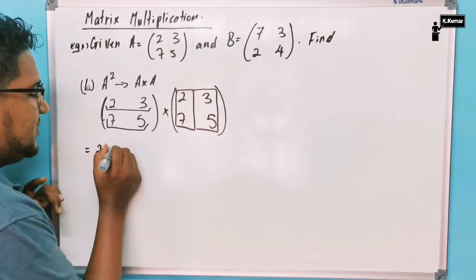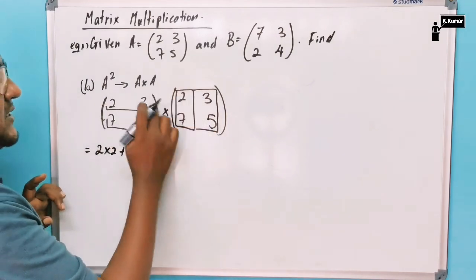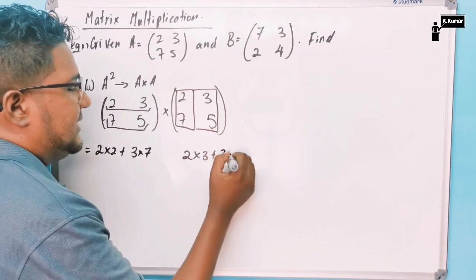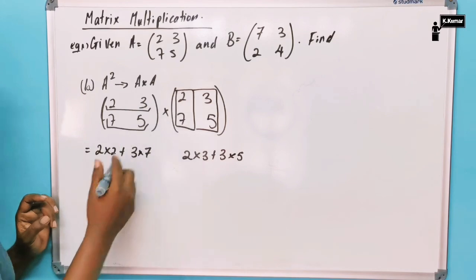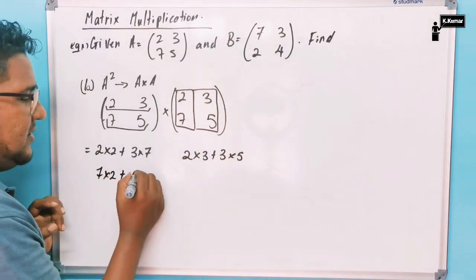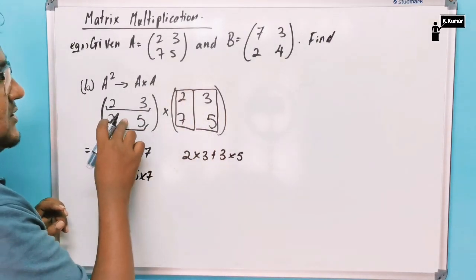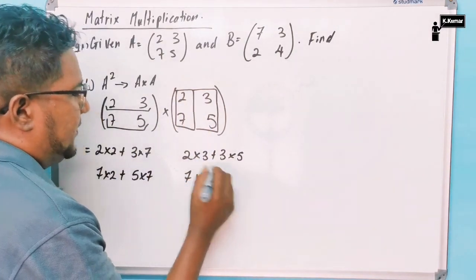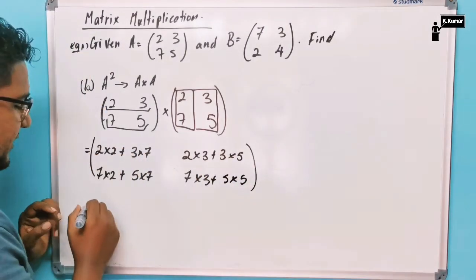That's going to be 2 times 2 plus 3 times 7. First one upstairs, second one downstairs: 2 times 3 plus 3 times 5. Second boat, first one upstairs, second one downstairs: 7 times 2 plus 5 times 7. Second building, first one upstairs, second one downstairs: 7 times 3 plus 5 times 5. And we could start to simplify.